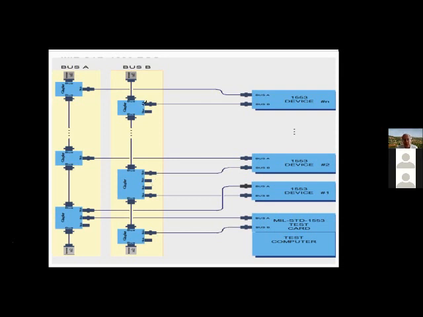Now, whether this is a bus coupler or an inline coupler will depend on your circumstances. In flight, you're more likely to want to have an inline coupler, mostly because of the weight and the space, both of which are at a premium on military planes.